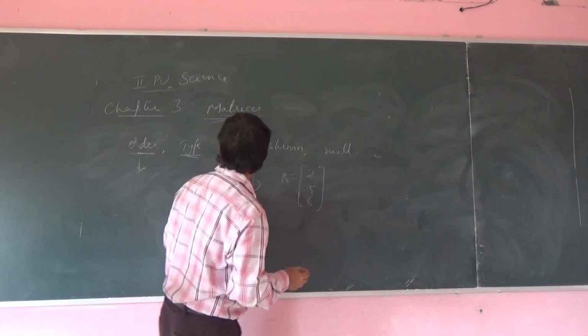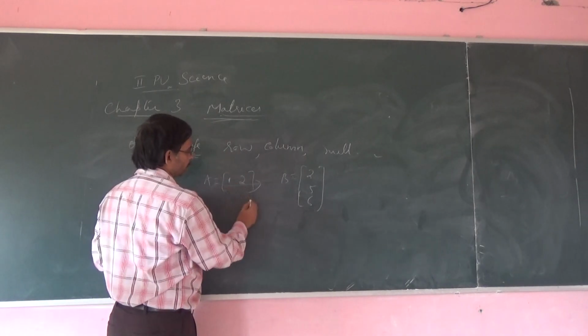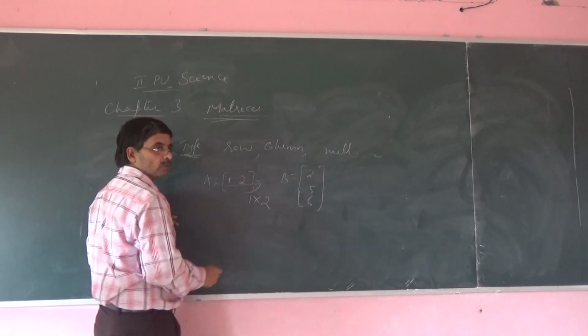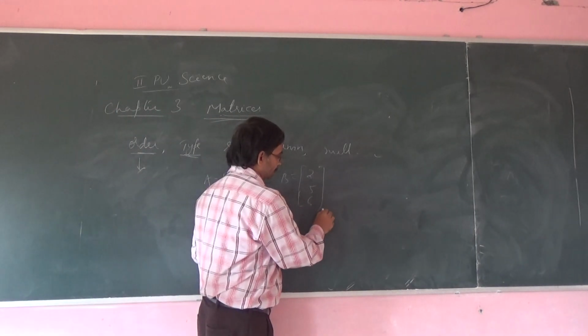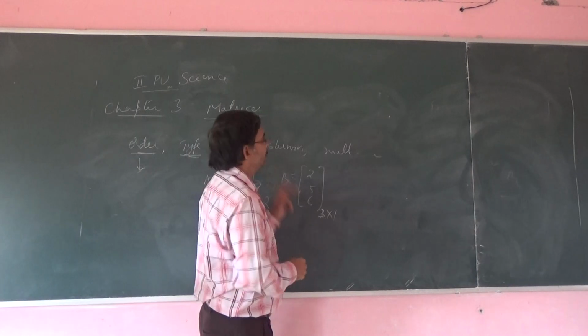This is a column matrix. Here observe A is of order 1 cross 2, 1 by 2. Here B is of order 3 cross 1, 3 rows, 1 column.